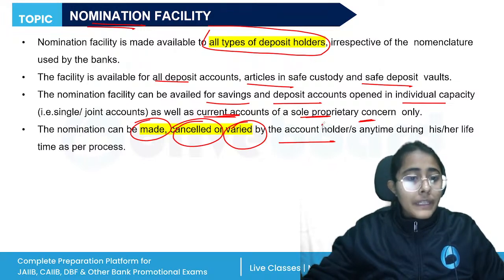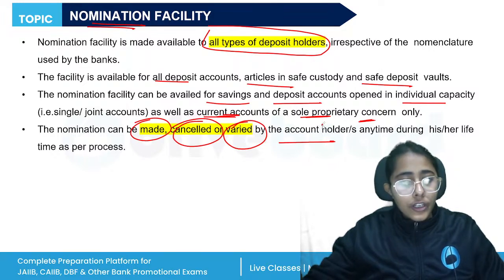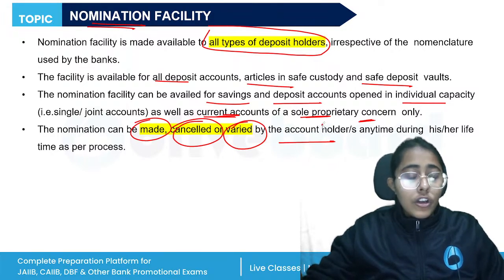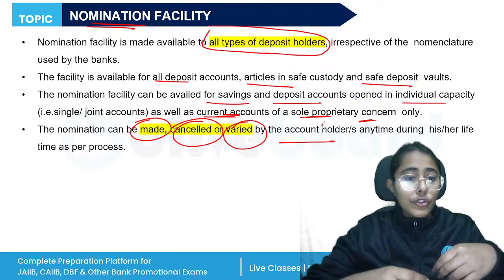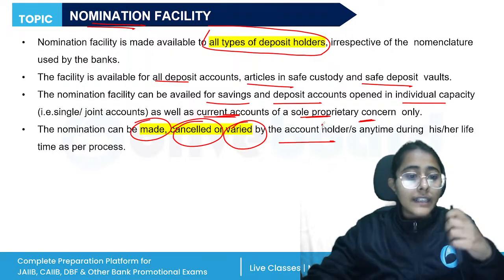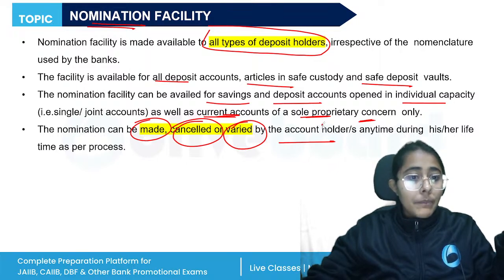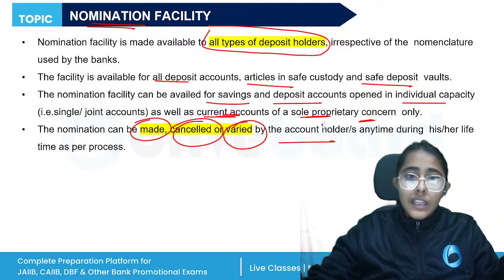Then the right of the nominee to receive payment from the bank arises only after the death of the depositor in the case of a single account, or if it is a joint account, then the death of all the joint account holders, right? Then if we talk about the settlement of claims in respect of deceased depositors, the banks will take due care and caution in establishing the identity of the nominee given in the document, and they will make sure the nominees do not face any problems in receiving the payment from the bank, as the legal heirs of the deceased depositors.